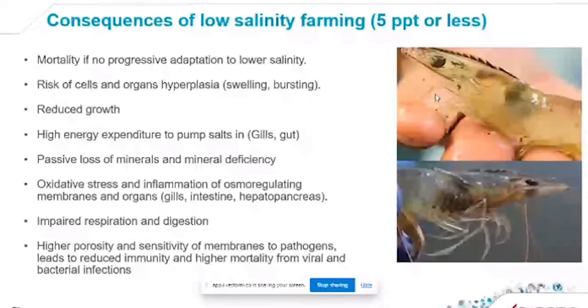that are osmoregulating. You will also see that because those membranes in the gills, the intestine, and the hepatopancreas are inflamed and stressed, they will have lower efficiency, so you have impaired respiration and impaired digestion. Finally, you have to remember you have a higher porosity and sensitivity of membranes to pathogens because the membranes are weakened. So that leads to reduced immunity and higher mortality from viral and bacterial infections.